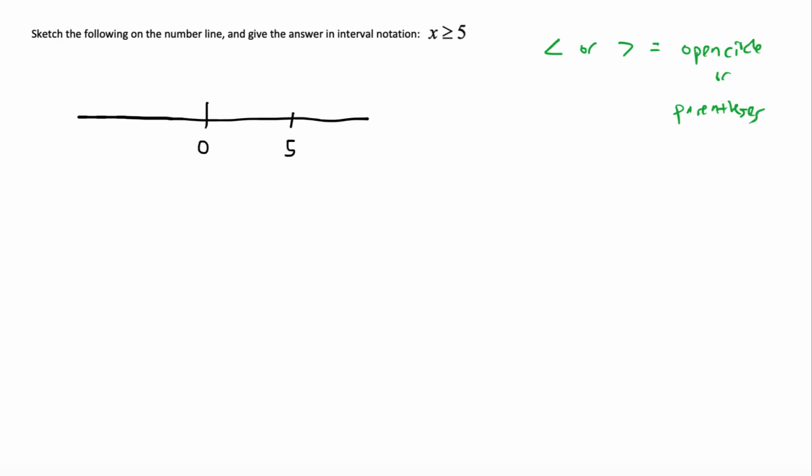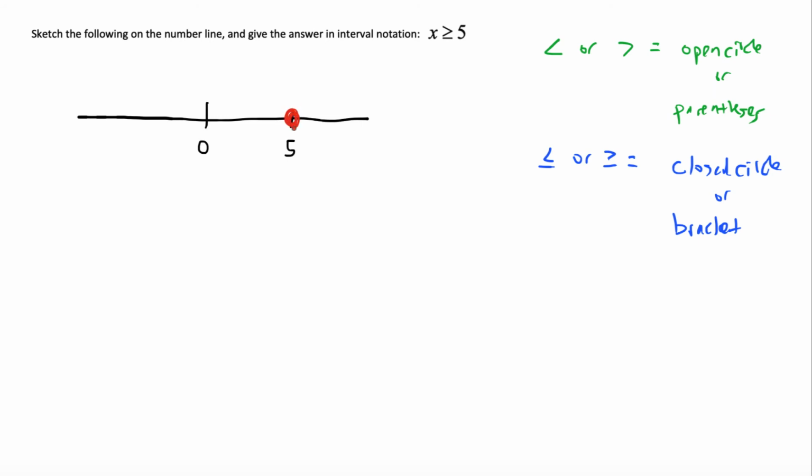Okay, now on the other hand, if this was a less than or equal to, or a greater than or equal to, this would be what is known as a closed circle, or we can use a bracket to denote that. So at 5, are we going to put an open circle or a closed circle? That depends on if it's a greater than or less than, or greater than or equal to. In this case, because it's a greater than or equal to, that means we have to denote this with a closed circle.